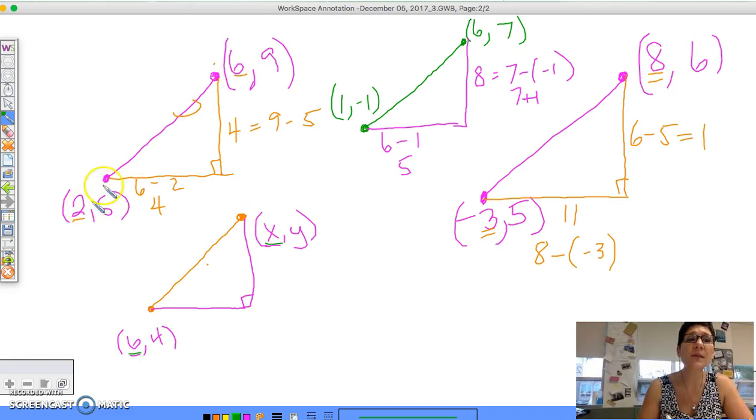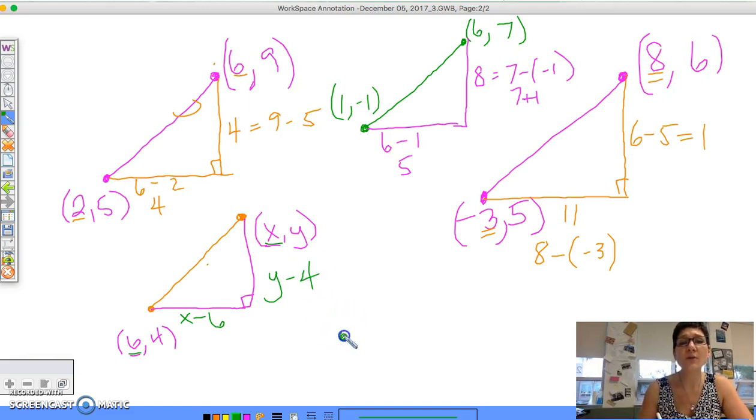So up here, I did 6 minus 2 to get 4. So if I want to subtract my x coordinates, it would be, you guessed it, x minus 6. Well, if this horizontal distance is x minus 6, what do you think this vertical distance is going to be? You guessed it, it's going to be y minus 4.